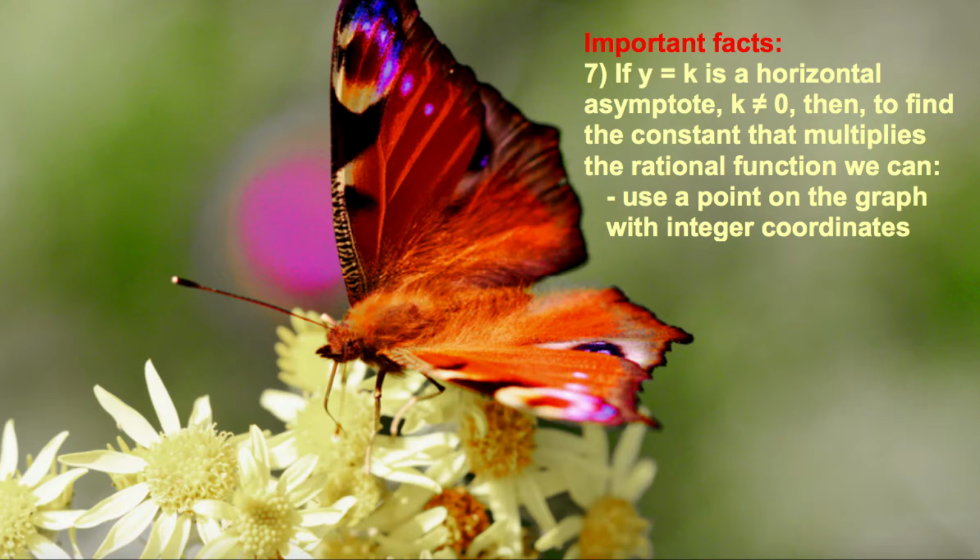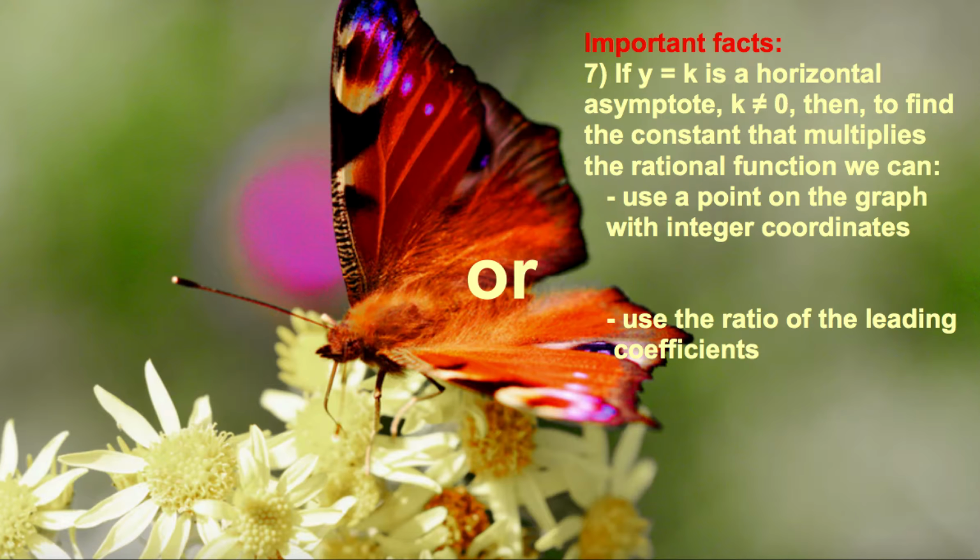If y equals k is a horizontal asymptote, where k does not equal 0, then to find the constant that multiplies the rational function, we can use a point on the graph with integer coordinates, or use the ratio of the leading coefficients.